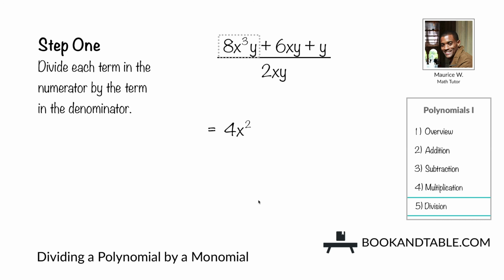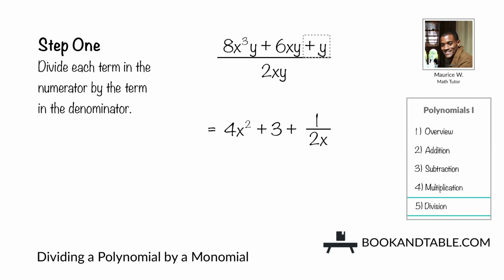Step 1, divide each term in the numerator by the term in the denominator. So 8 divided by 2 is equal to 4. x to the 3rd divided by x is equal to 3 minus 1, which is x squared. And then y divided by y is 1, so those cancel each other out. So when we divide the first term, we get 4x squared. Now the second term, 6 divided by 2 is equal to 3. x divided by x is 1, so that cancels out. And y divided by y is equal to 1, so that cancels out. So we get 3 as the second term in our answer.